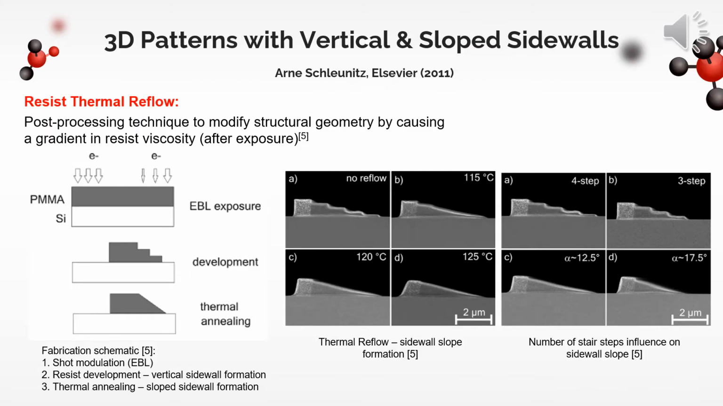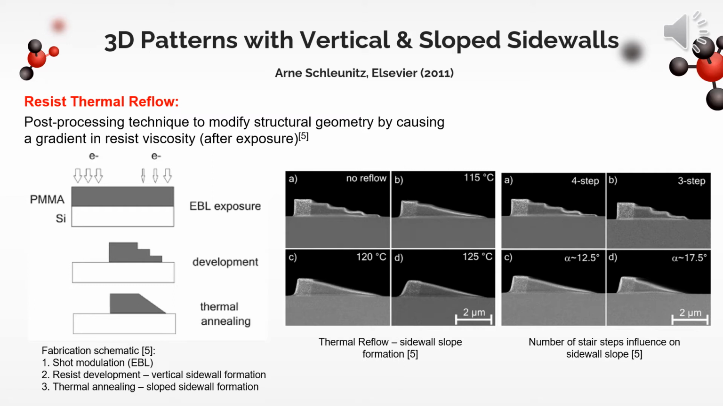A rather simple first example, this group implemented a grayscale EBL and thermal annealing process to fabricate vertical and slope sidewalls. The thermal reflow step is a commonly applied post-processing technique to modify the geometry of a resist. Once the resist is heated past glass transition temperature, it experiences a change in viscosity which influences the surface energy. This change causes the surface to smoothen.